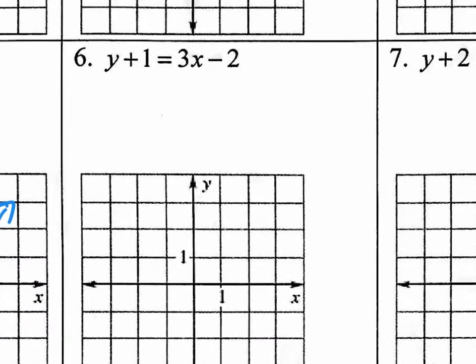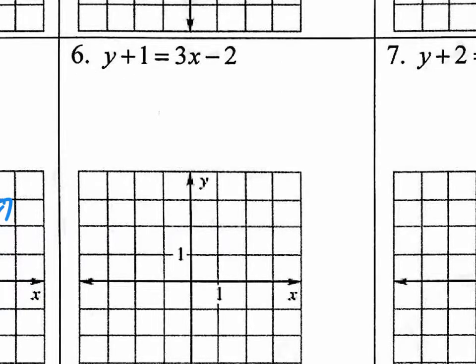Number 6 is not in slope-intercept form. So what do I do? Minus the 1 to get the y by itself. You can't subtract the 1 on the 3x, but you could subtract it on the -2. So our new slope-intercept form equation is y equals, because that cancels out, 3x minus 3.